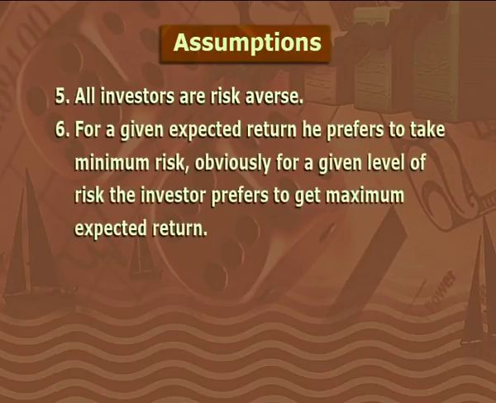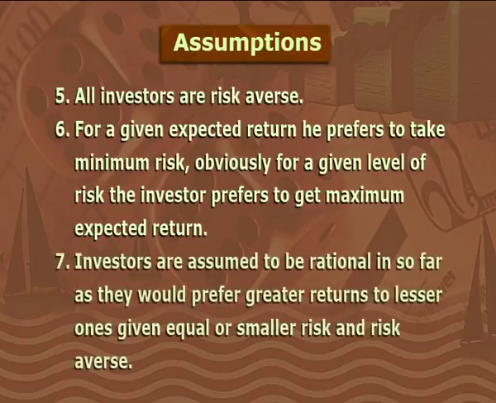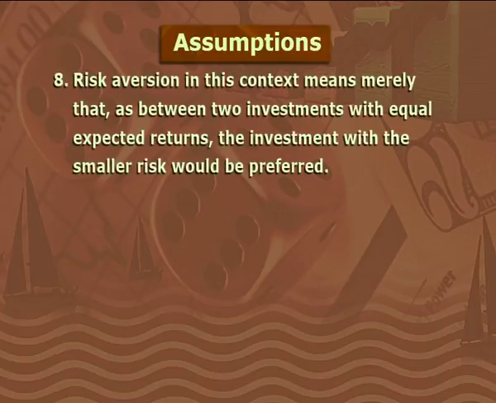Number 6, for a given expected return, he prefers to take minimum risk. Obviously, for a given level of risk, the investor prefers to get maximum expected return. Number 7, investors are assumed to be rational insofar as they would prefer greater returns to lesser ones given equal or smaller risk. Number 8, risk aversion in this context means merely that as between two investments with equal expected returns, the investment with the smaller risk would be preferred.